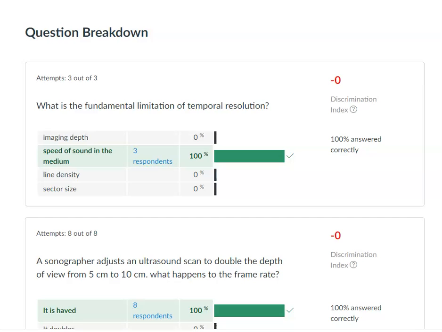Okay, let's go through the midterm questions. So first one, fundamental limitation of temporal resolution. I think this was straight out of the book. The speed of sound of the medium is certainly the fundamental limitation. We can't image any faster than we can send sound in and out.